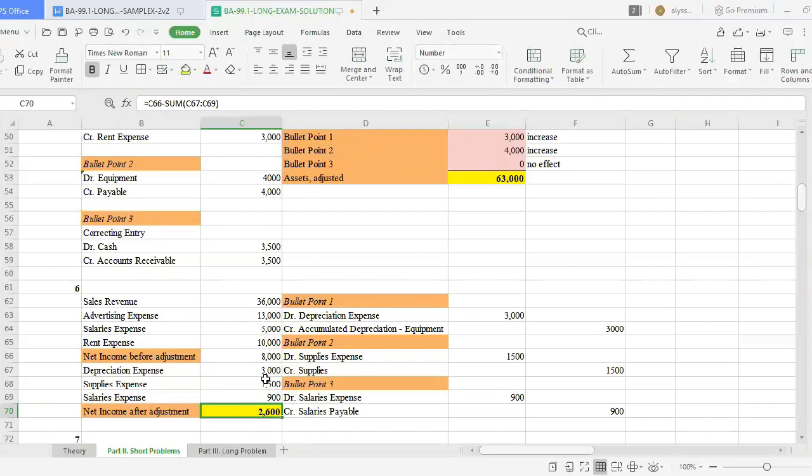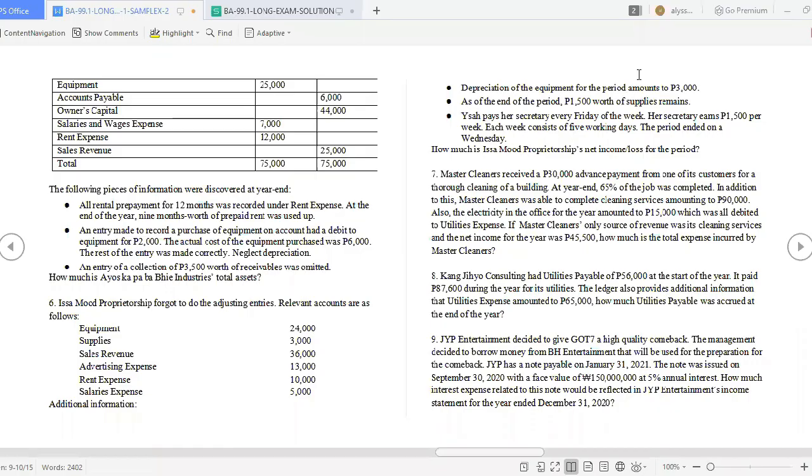So net income from the unadjusted, subtract the depreciation expense, supplies expense, and salaries as adjustment. So the total net income after adjustment is now 2,600. That's 2,600 net income. Don't forget net income. So let's go to number 7.